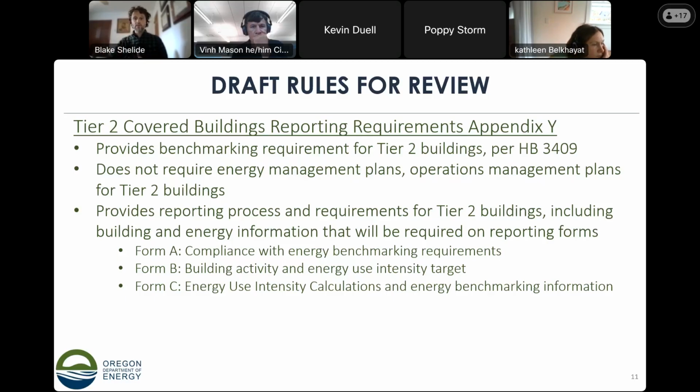targets for Tier 2 buildings that we're publishing now mainly just for reference. Associated with the energy use reporting would be a comparison of how the Tier 2 building compares to the energy target. And then actually just reporting the energy use intensity calculations and energy benchmarking. And this will all be done through Energy Star Portfolio Manager. But the Tier 2 building requirements are all contained within that Appendix Y.